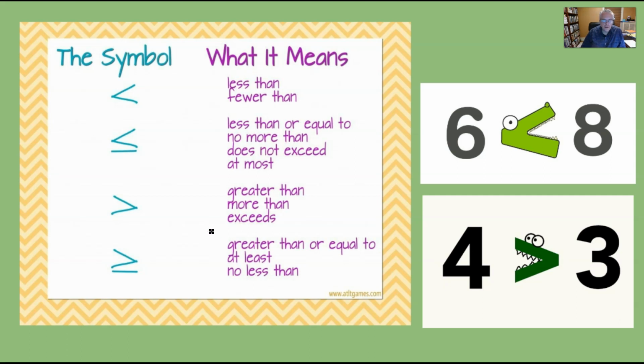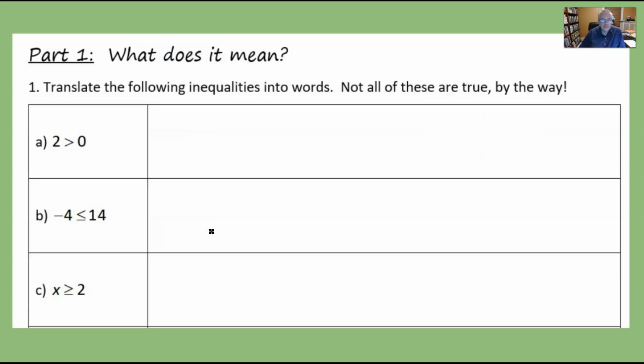Okay, so on these, we want to translate these symbols into words. So on the first one here, I see that 2 has the fatter part of the symbol. It's the one the alligator is eating. So 2 is greater than 0. That's how we would translate that one. 2 is greater than 0.